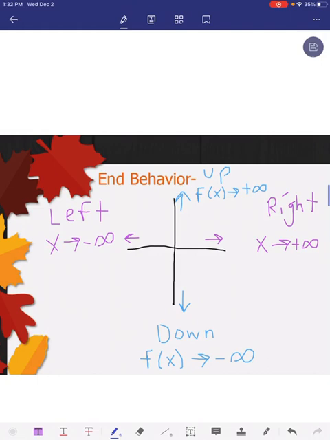If we're talking about the left side and it's pointing up, we would say f of x goes towards positive infinity as x goes towards negative infinity. If we're talking about the right side and it's going down, we would say f of x goes towards negative infinity as x goes towards positive infinity. Basically, you're just picking the two for whatever situation is true.